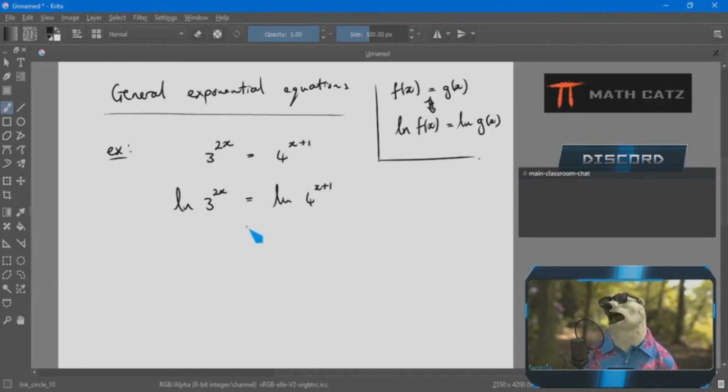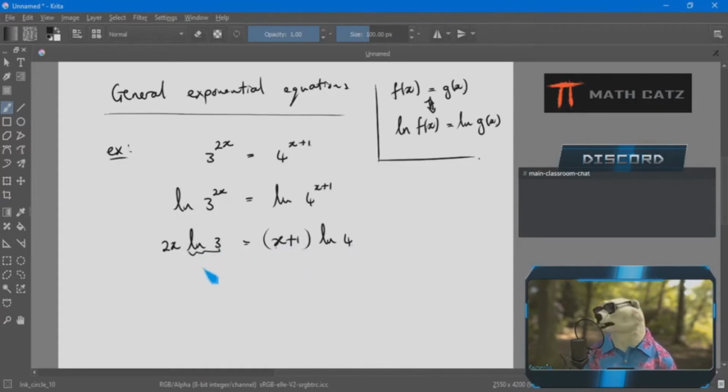Now, for each of these sides, I'm going to use the power moving property, or whatever you want to call it, because I have something to the power of something else inside the log. So that becomes, for the left one, 2x times log of 3. Remember, there are brackets there. I just don't write the brackets when there is one term. But you're welcome to. For the other one, I have something to the power of something else inside the log. So it's the exponent moving to the front, and just the rest is left.